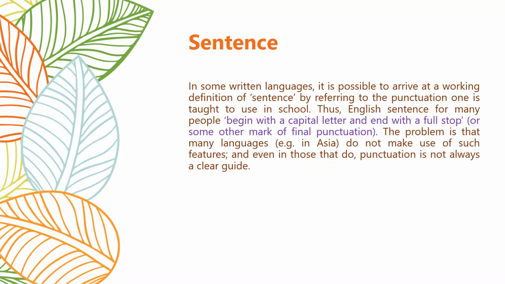Thus, an English sentence for many people begins with a capital letter and ends with a full stop or some other mark of final punctuation, like the note of interrogation or the note of exclamation. These are the other final punctuation marks we have at the end of a sentence: question marks, exclamation marks, and full stop or period. And usually in English, a sentence begins with a capital letter.